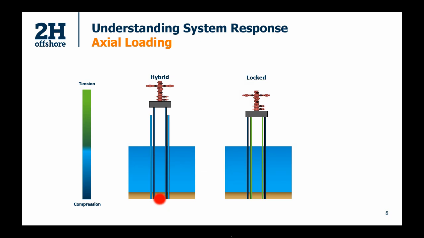Conversely, if you look at the locked system, the same thing happens. You heat up the internal strings, the surface casing wants to expand, so it sees this compressive load. But in addition to having to overcome the weight of the surface equipment and the well, it also has to overcome the axial resistance of the conductor because the conductor is locked to the wellhead.